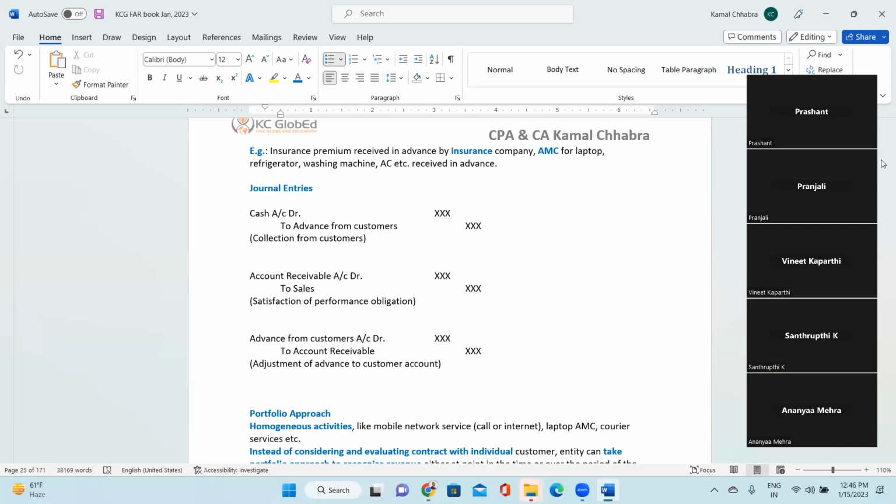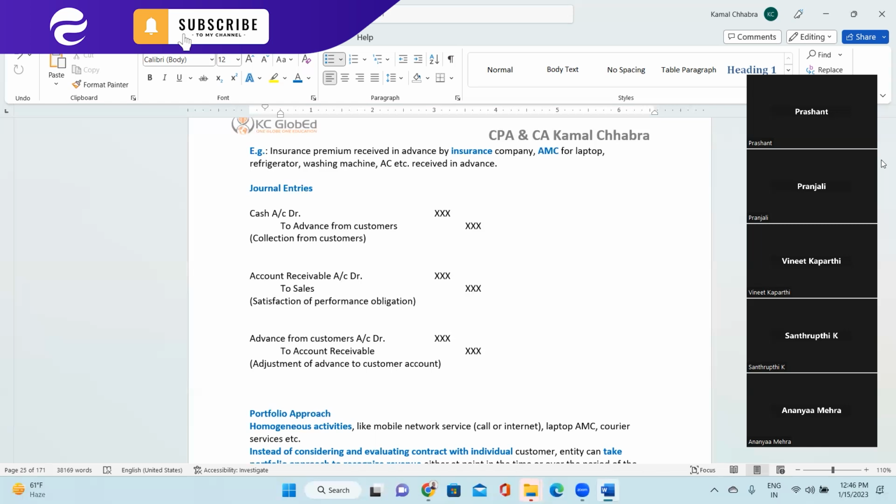And on 31st of January, you have rendered the service for 1 month, right? On 31st of January, will you release a certain amount from advance and transfer it to sales or not? As you have rendered 1 month of services. Yes, sir. Right? Because you have given a 1 month service.